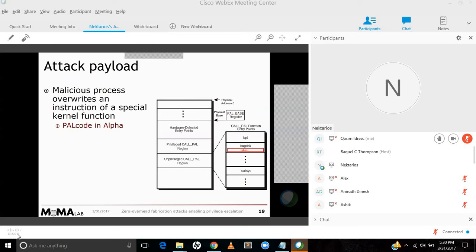You have a malicious process that tries to write an instruction in a special kernel function. In the Alpha processor, this is what we call PAL code. PAL code is privileged code that is used in the operating system. And what you are trying to do is insert a malicious instruction in that space that should be allowed because you just swapped the memory space in the translation lookaside buffer.